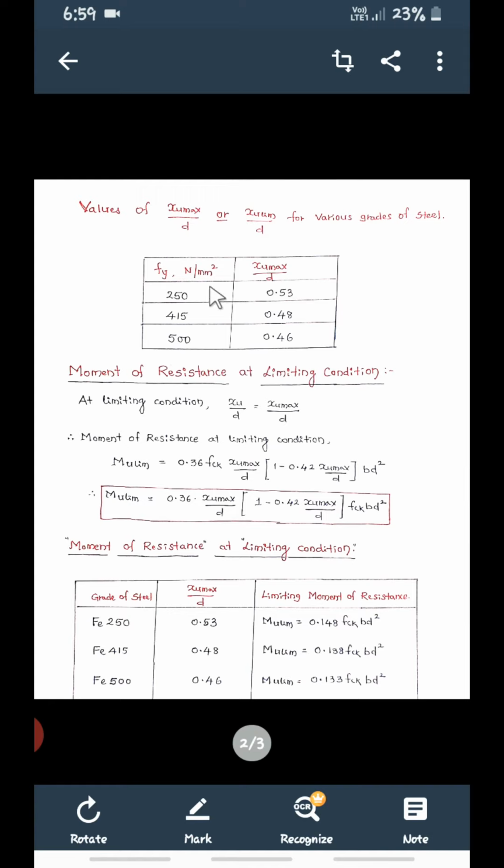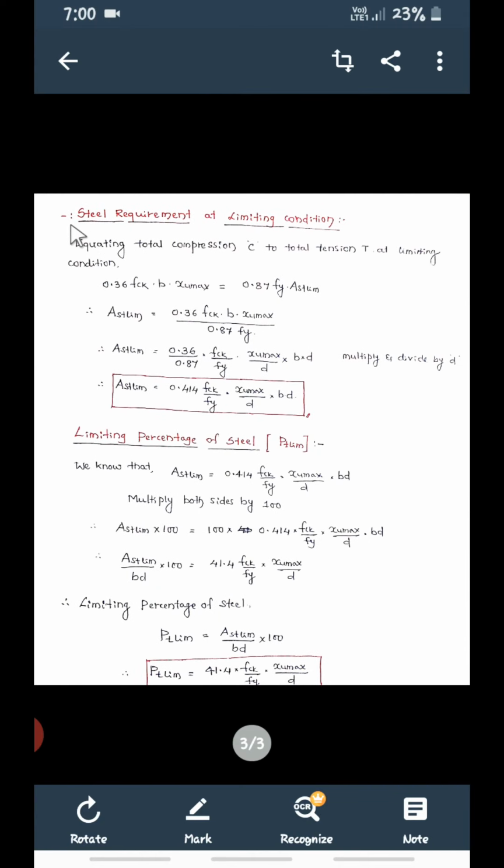So you have to remember this table when we solve the problems. This is regarding the maximum depth of neutral axis. This is regarding the maximum moment of resistance at the limiting condition. Similarly, you can even find out how much steel is required at the limiting condition, that is the area of steel required for the limiting condition. Now see, again equating the total compressive force capital C to the total tensile force. In the beginning we have seen there will be 2 forces: one is the total force in the concrete and the other is the total force in the steel bar, that is capital C and capital T. Equate these two, C is equal to T.